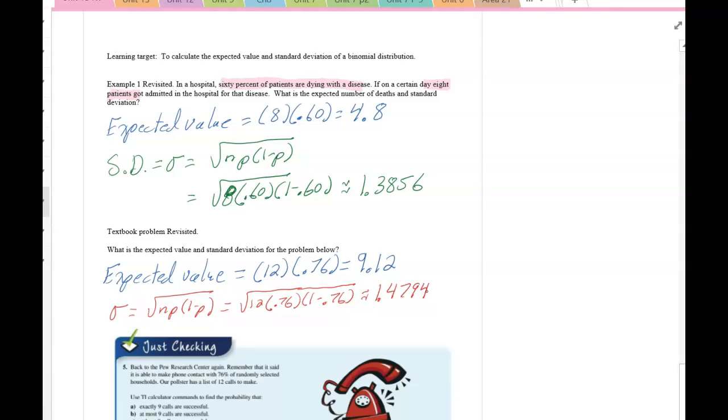So what does this mean? For the research company, for every 12 phone calls they make, they would expect around 9 customers to be reached, plus or minus that 1.5. So the employee should reach roughly 9 plus or minus 1.5 customers for every 12 phone calls you make.